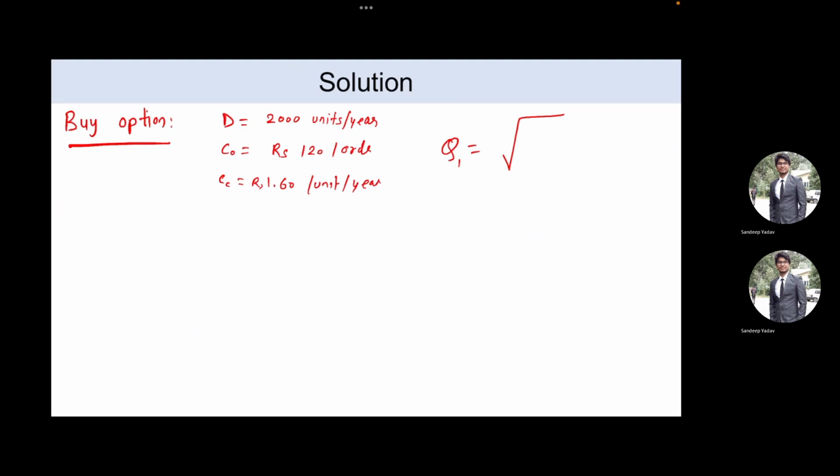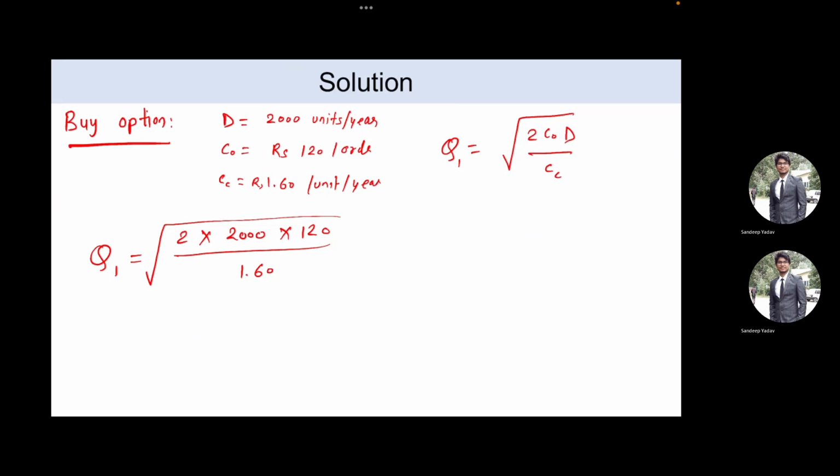Q1 will be the square root of 2 C naught D upon CC, where CC is the carrying cost and C naught is the ordering cost. So based on this formula, Q1 will be the square root of 2 into 2000 into the ordering cost, that is 120, divided by 1.60. If we solve this, we will find Q1 is 548. That is the optimum order quantity that we need to order.